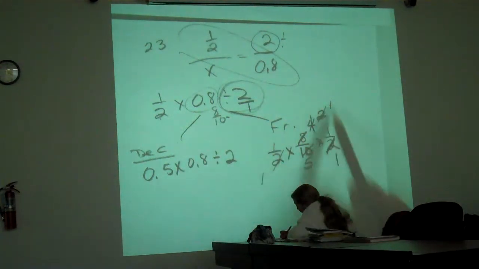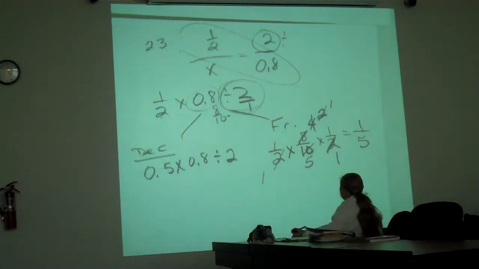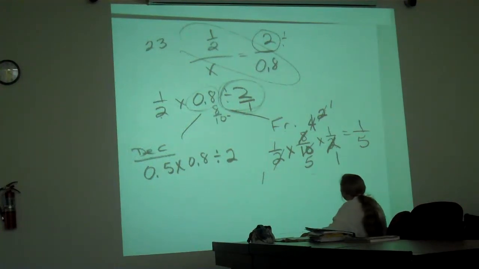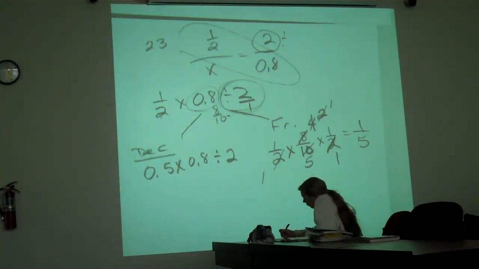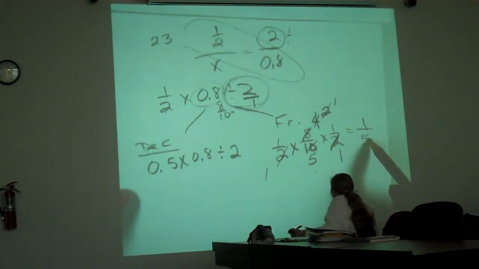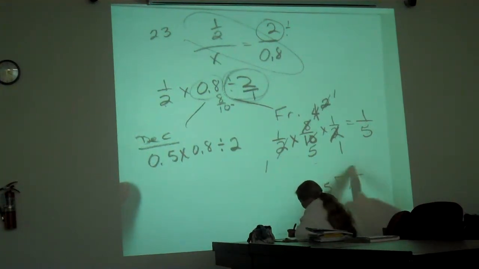So now we have 1 on top, 1 times 5 on bottom, 1/5, which is 0.2. Hopefully we'll get a 0.2 over here. Remember how to turn this into a decimal? 1/5. Divide it. So let's see if we get 0.2 when we do this.